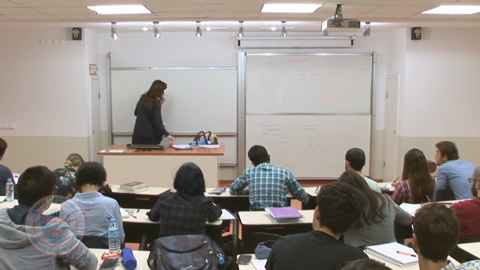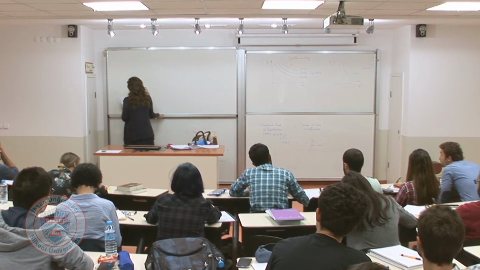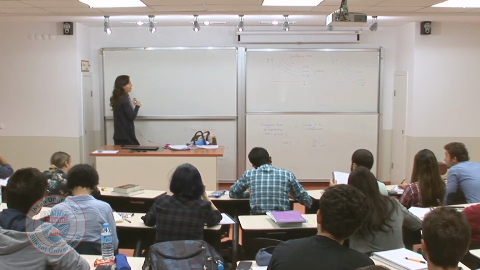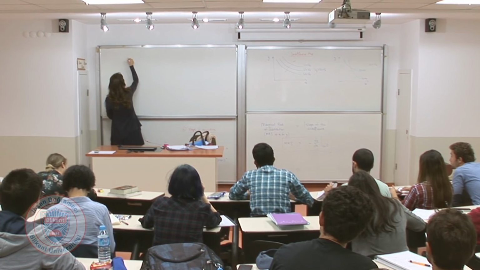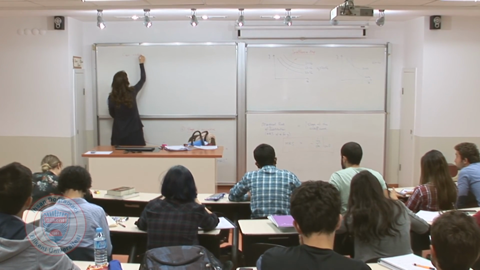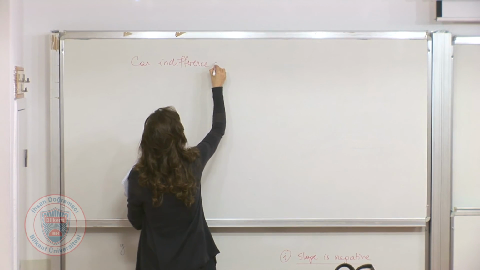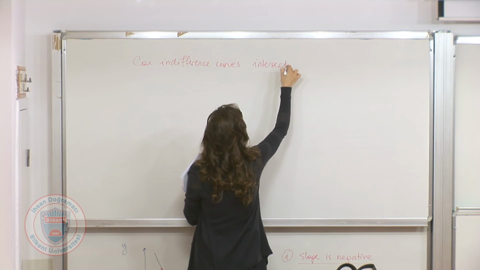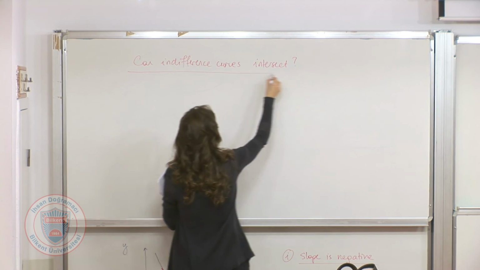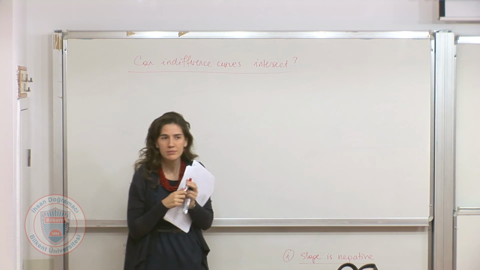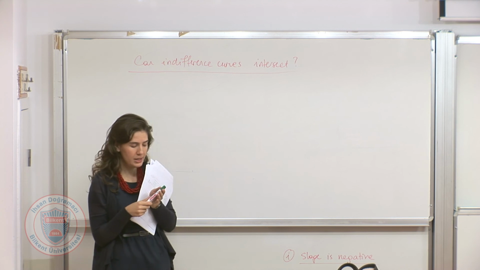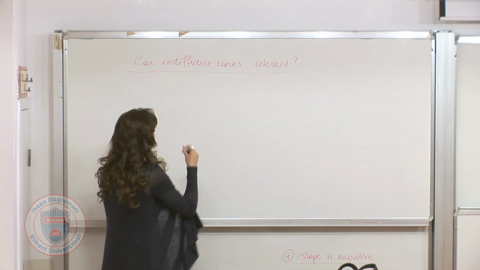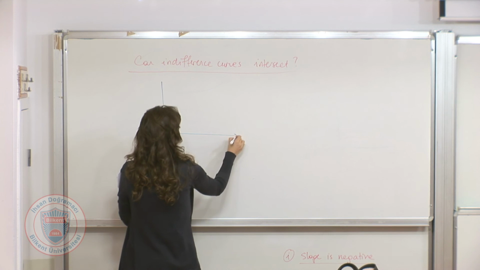Now, here is the question. Can indifference curves intersect on such a map? Okay? So this is the question. Can indifference curves intersect, on such a map? So let's try to see what's going to happen if they intersect.